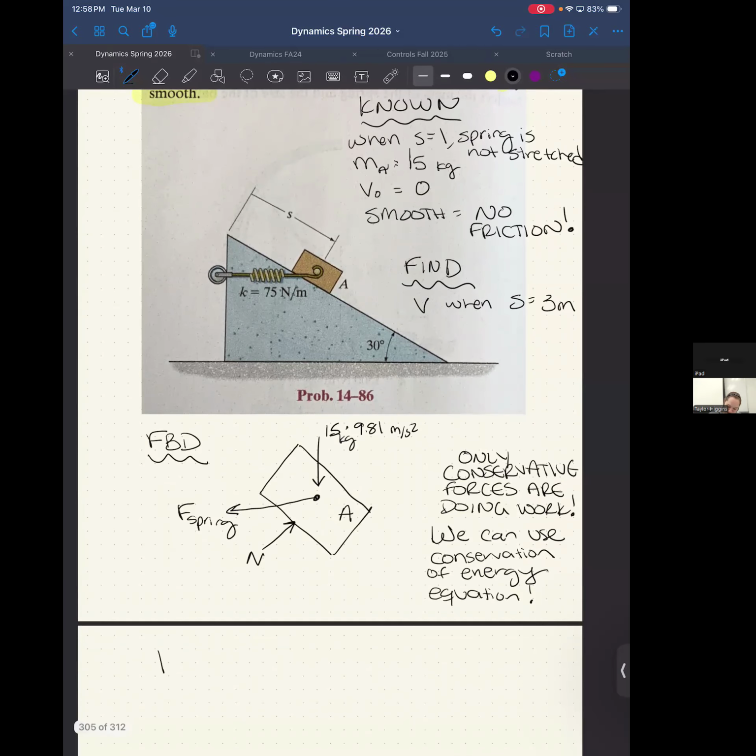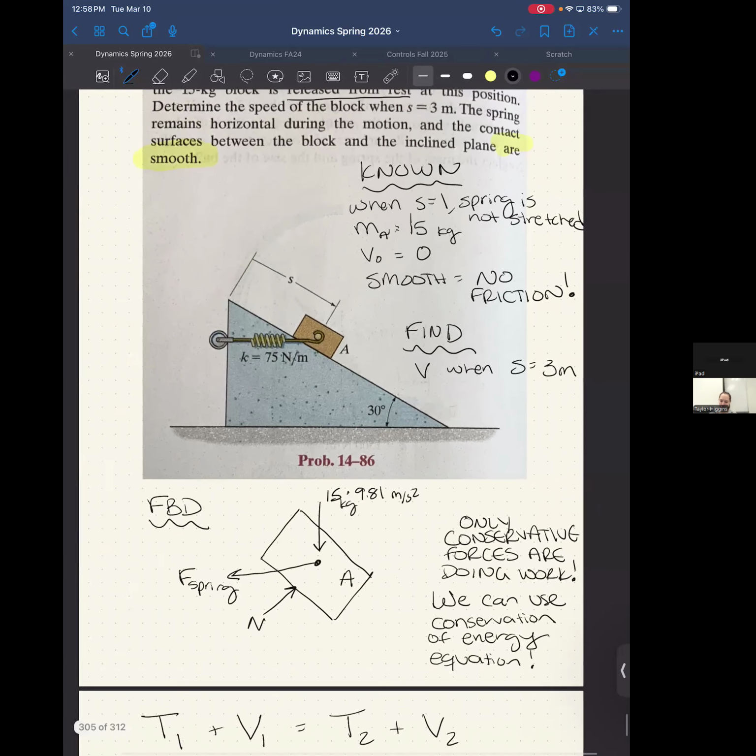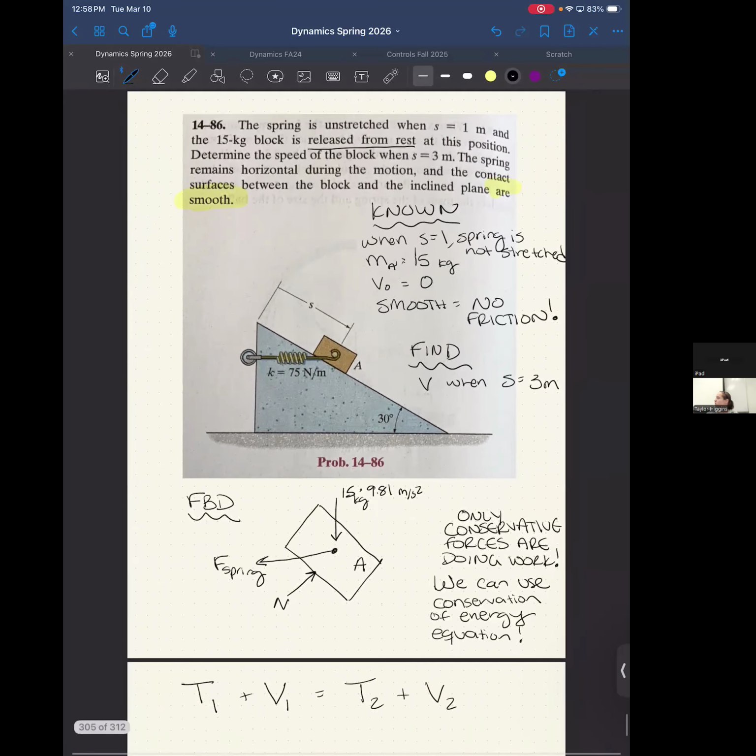We have kinetic energy at time 1 plus potential energy at time 1 equals kinetic energy at time 2 plus potential energy at time 2. Tell me about kinetic energy at time 1. Why is it 0? It's released from rest. Beautiful.